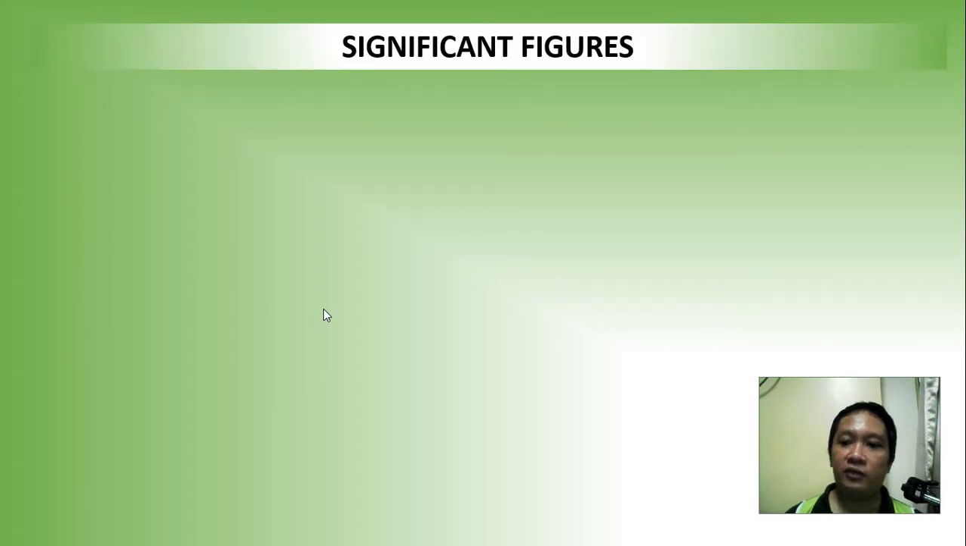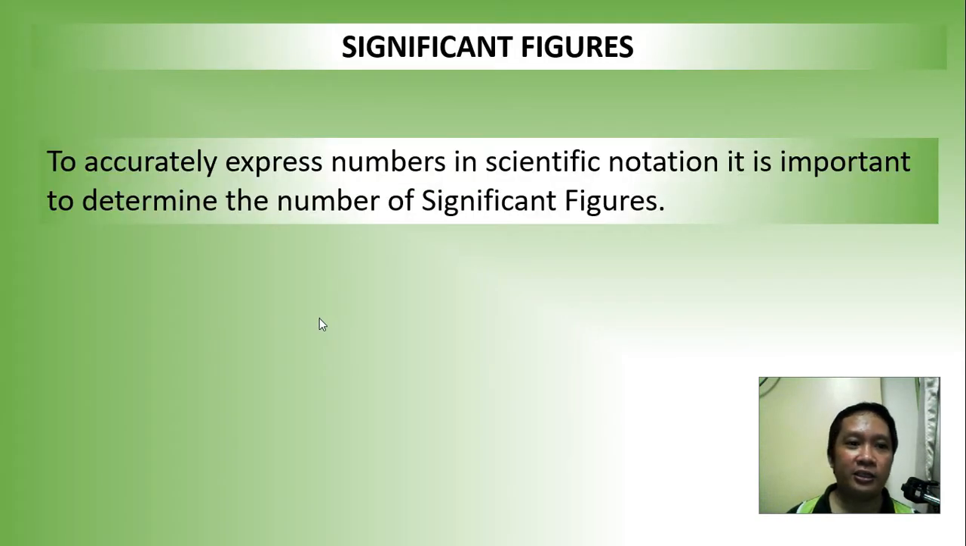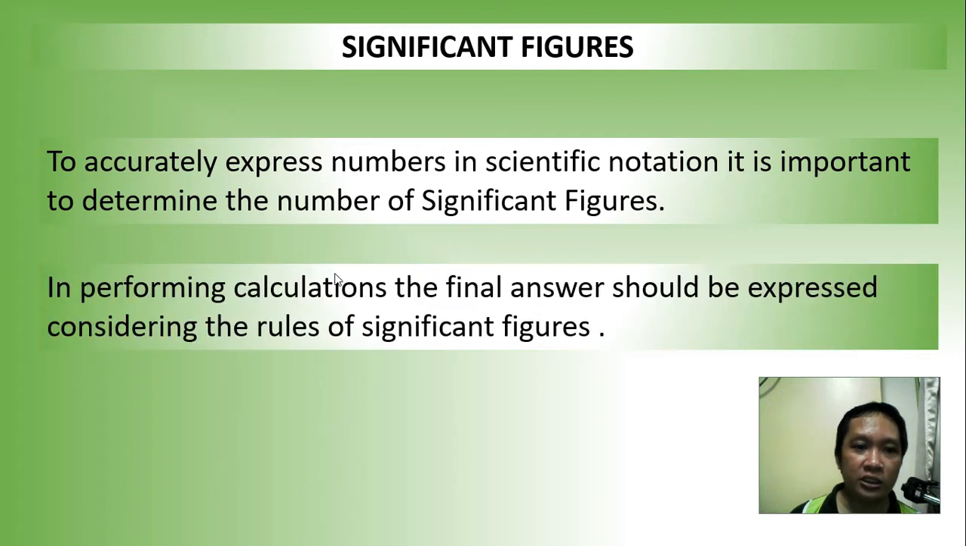Okay, so significant figures. To accurately express numbers in scientific notation, it is important to determine the number of significant figures. That's why we need to introduce this first so that it would be very easy for us to deal later on with scientific notation.